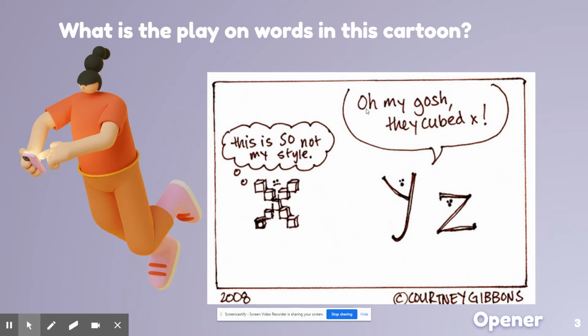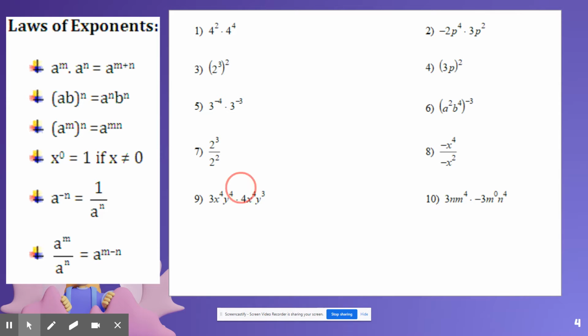So this is not my style. X over here. Oh my gosh, they cubed X. So it's a joke. It's not that funny.